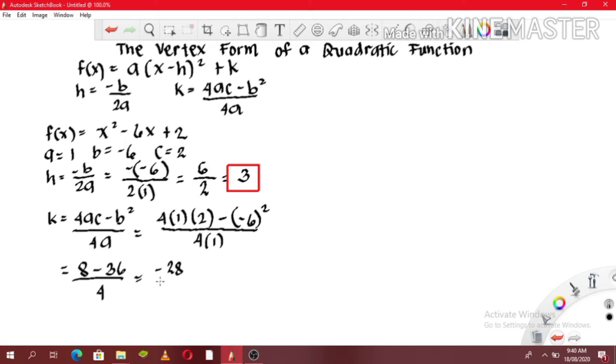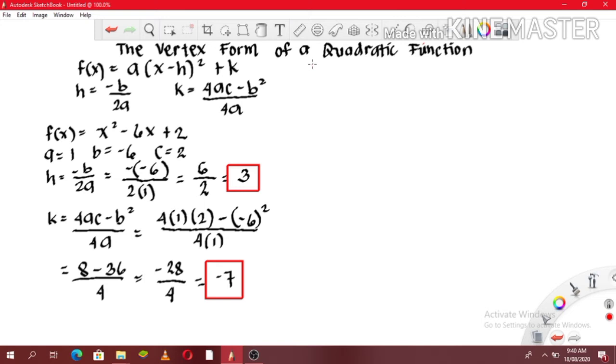Divided by 4. Negative 28 divided by 4 is negative 7. So, therefore, the value of k is negative 7. So, yan po ang ilalagay natin dito sa ating vertex form.